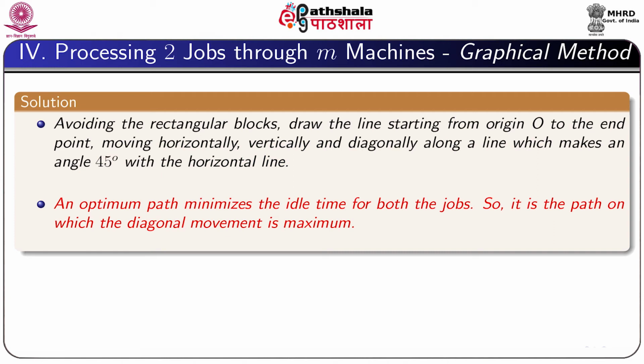Then the optimum path is the path which minimizes the idle time for both the jobs. So, it is the path on which diagonal movement is maximum. That means, we will try to move in an inclined path rather than horizontally or vertically.